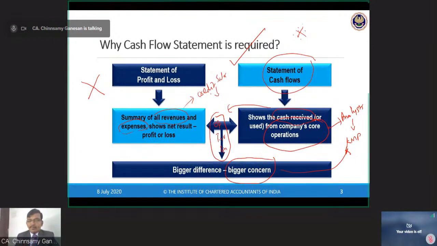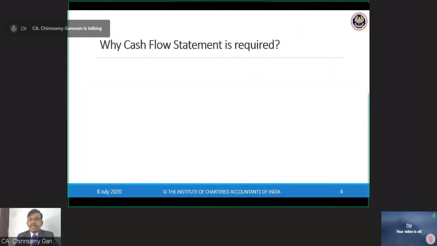Okay. This is why the cash flow statement is required. I will put that into some numbers so that you will be able to understand why the cash flow statement is required. If you are thinking of your career after passing CA as an analyst, you will look into this particular statement rather than just looking at the profit and loss account. The profit and loss account will be the starting point, but more of the inputs will come from looking at your cash flow statement.